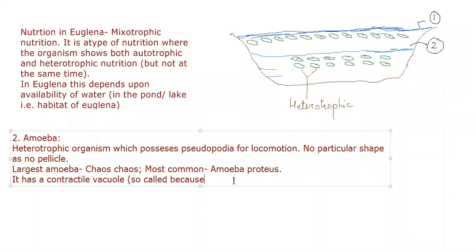It is so called because the size of this vacuole keeps on changing, right? Amoeba is a heterotrophic organism which possesses pseudopodia for locomotion. There's no particular shape as there is no pellicle. The largest amoeba is Chaos chaos. The most common type, that is most studied, is Amoeba proteus. It has a contractile vacuole, which is so called because the size of the contractile vacuole can be altered.